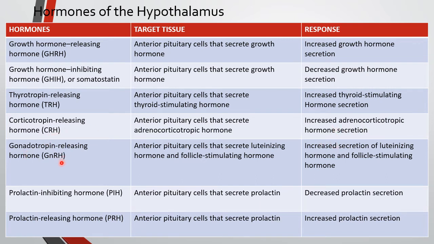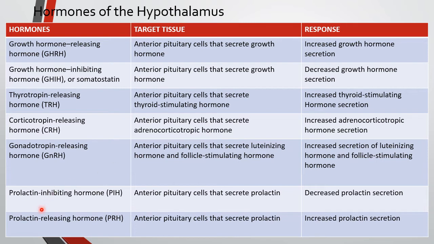Your gonadotropin releasing hormone or your GnRH, anong effect? To the anterior pituitary, it will increase now the secretion of your luteinizing hormone and follicle stimulating hormone. So these are all hormones that is reproductive hormones.